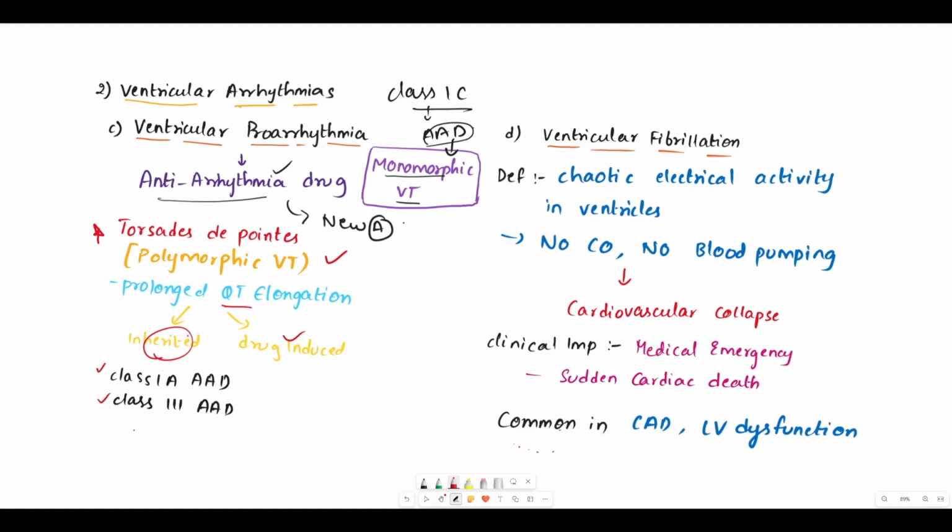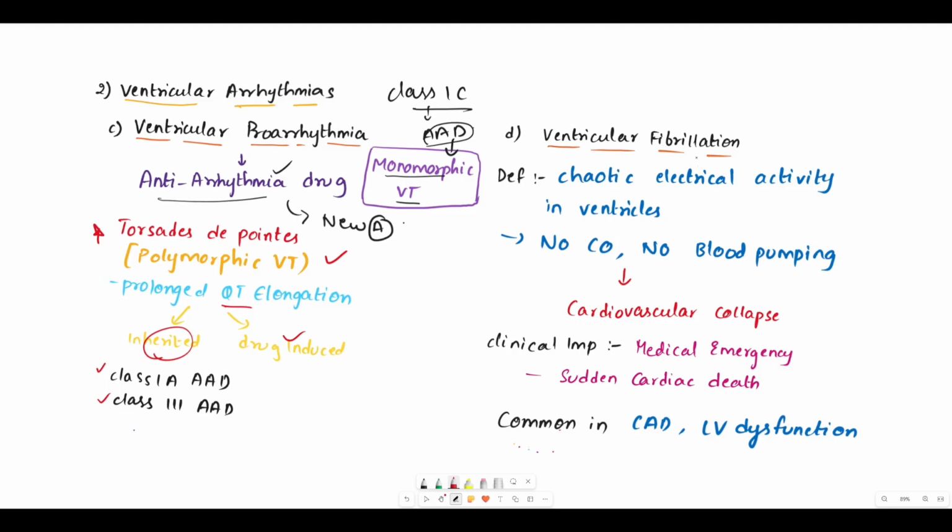When torsade de pointes occurs for a patient, the first thing is you will be reducing the use of the offending drug. You will identify which drug is causing it and you will remove the drug. Next one is ventricular fibrillation.